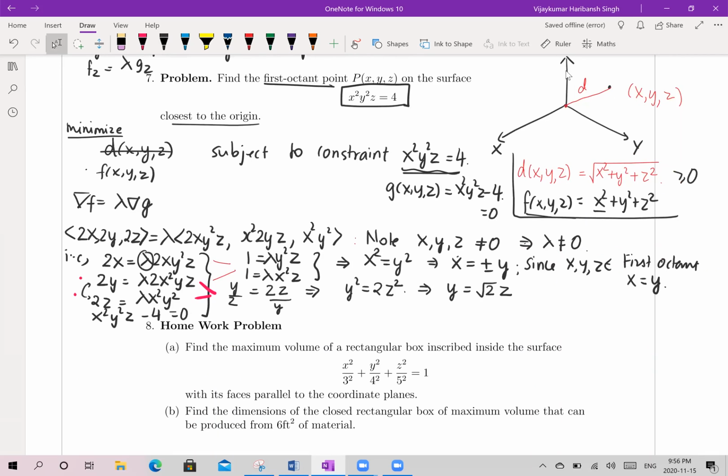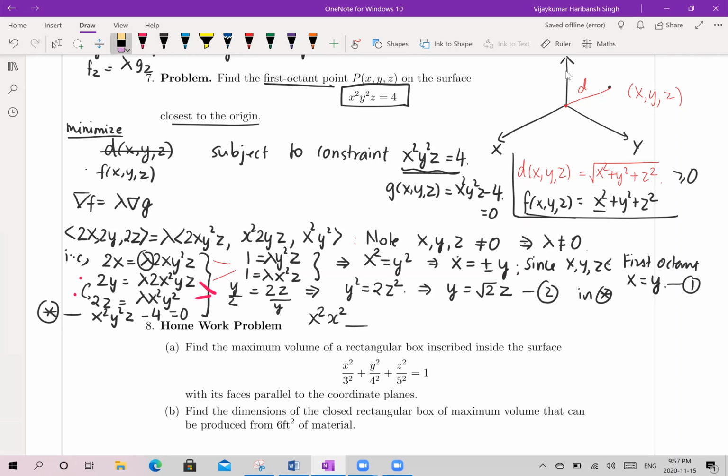In that case, now we want to find out what x, y, z are. So substitute these 1 and 2 in star. When you substitute that in star, we get x cube, x square, y square is x square as well. And instead of z, we can write x by square root of 2, because y is the same as x.